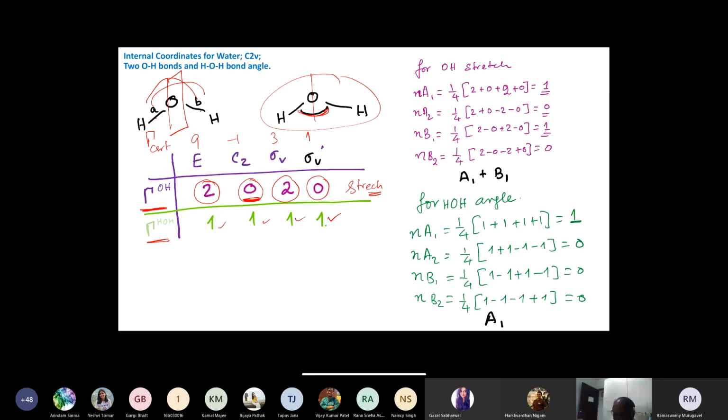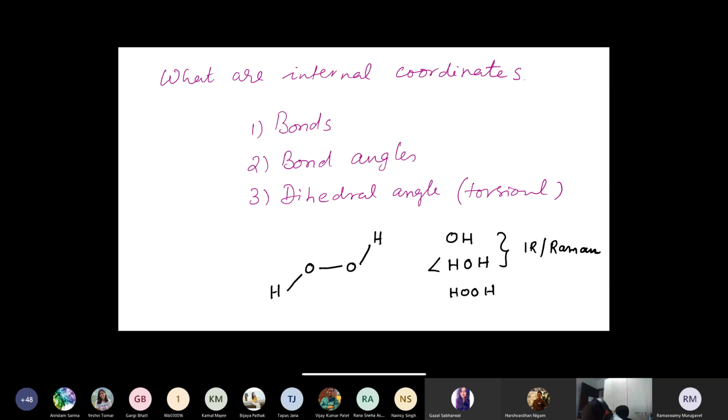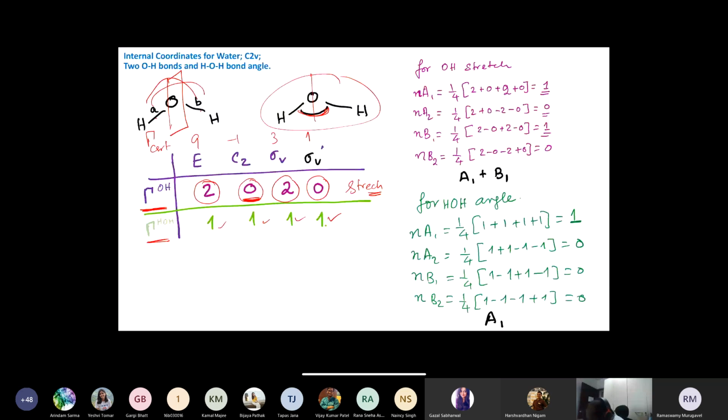Now I am doing the same reduction of the reducible representation, using the great orthogonality theorem. The order of the group is 4: 1 by 4 times (2 plus 0 plus 2 plus 0), 4 by 4 is 1; 0, 4, 2 minus 0 plus 2, 4 by 4 is 1. So I get 1 A1 and 1 B1, which was my result earlier also.